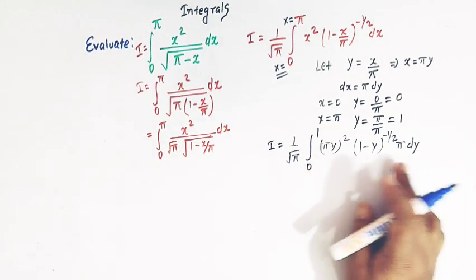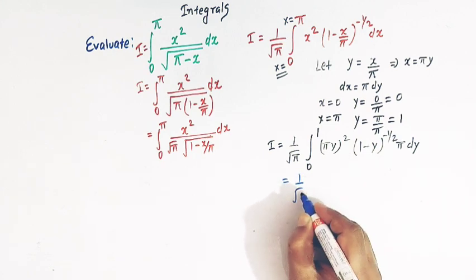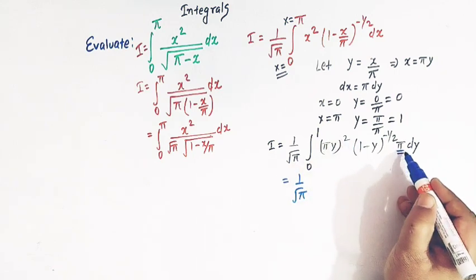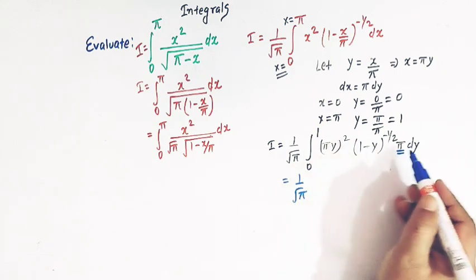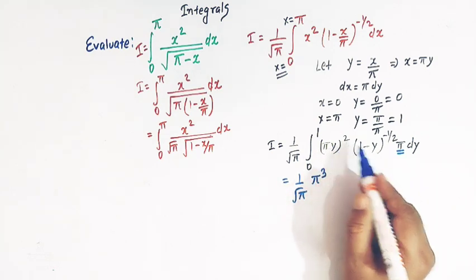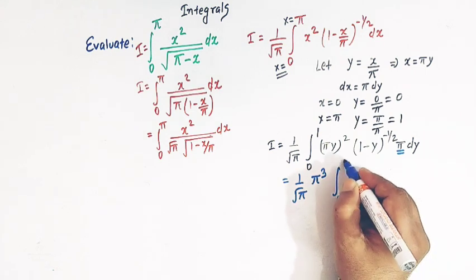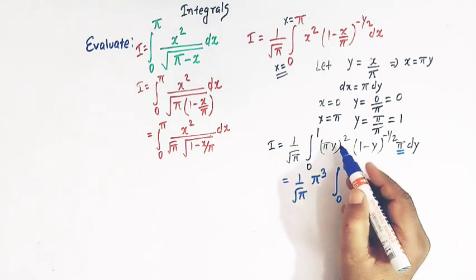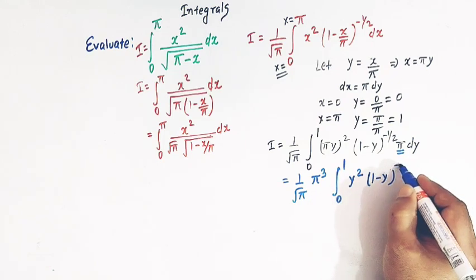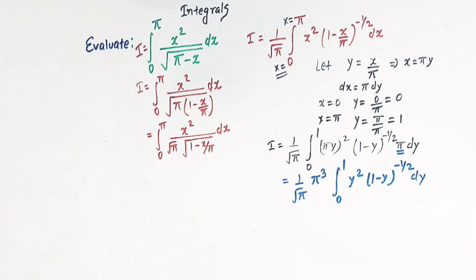So let us arrange the terms here. So we have 1 over root pi, and see here we have pi square, and here we have pi, right? So pi square times pi is pi cube. We can take pi cube outside the integral sign. Then we have 0 to 1, and here we have y square, and then we have 1 minus y raised to minus half, and here we have dy, right?